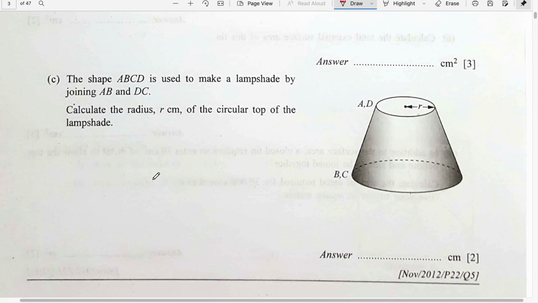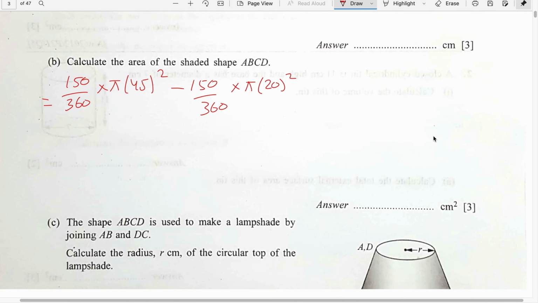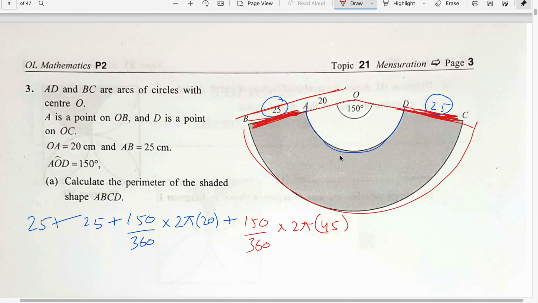What does this shape say? The shape ABCD is used to make a lampshade. He twisted this and pasted AB with DC and made this lampshade. Calculate the radius R of the circular top of the lampshade. I have to find this radius. So actually this top circle is actually this part.